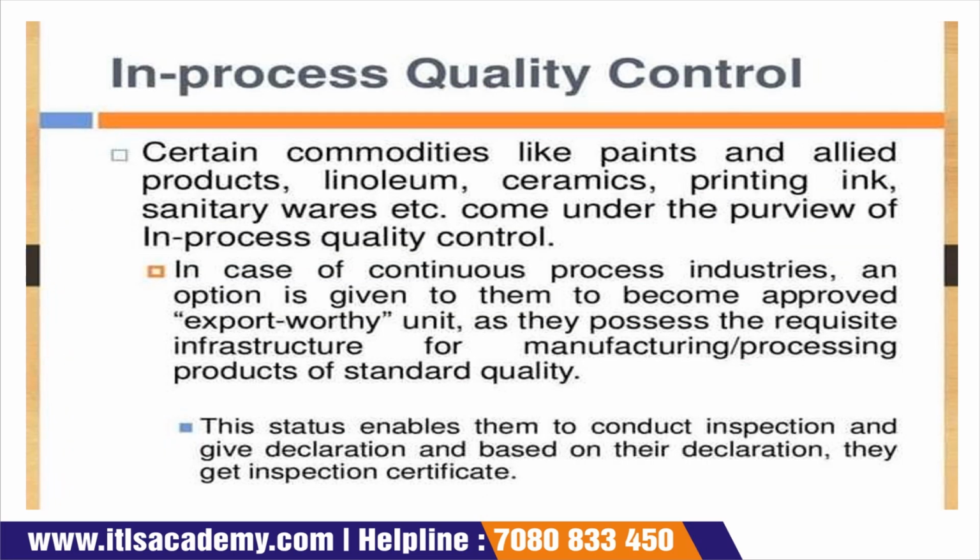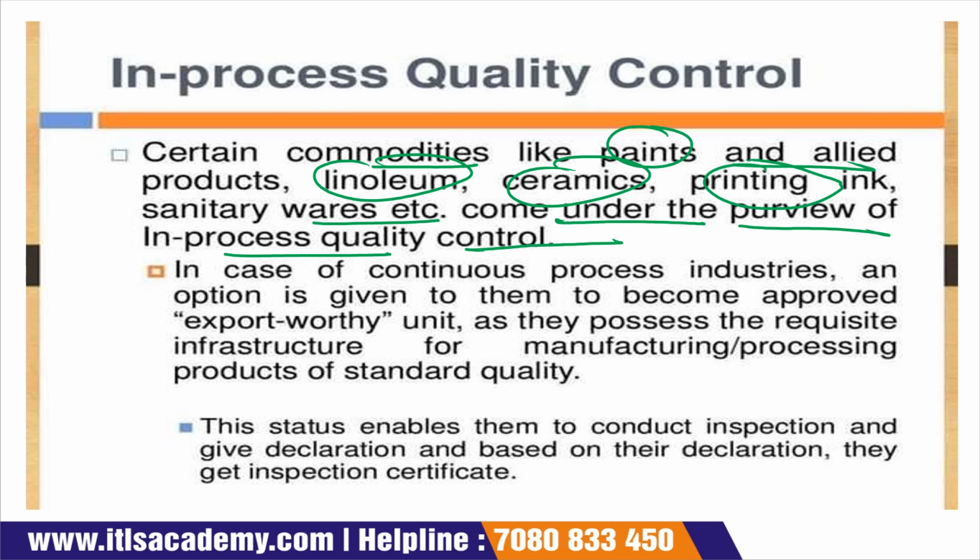In process quality control, certain commodities like paints and allied products like linoleum, ceramics, printing ink, sanitary wares, etc., come under the peer review of in process quality control. In case of a continuous process industry, an option is given to them to become an approved export worthy unit, as they possess the requisite infrastructure for manufacturing and processing products of standard quality.